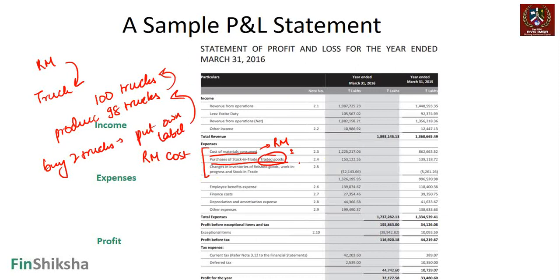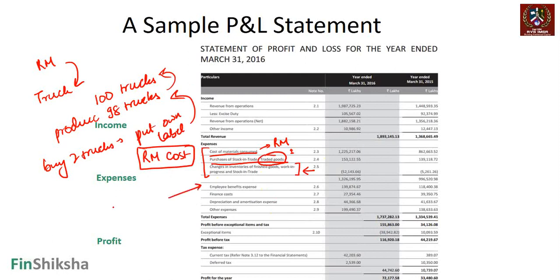And then there is a construct around changes to inventory of finished goods, work in progress, and stock in trade. We will discuss this specific item separately. For now, just assume this is a part of raw material cost. For now, that's the assumption. We will discuss this exact number at a later part of this unit.